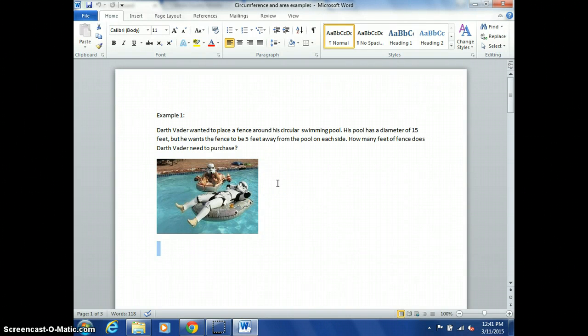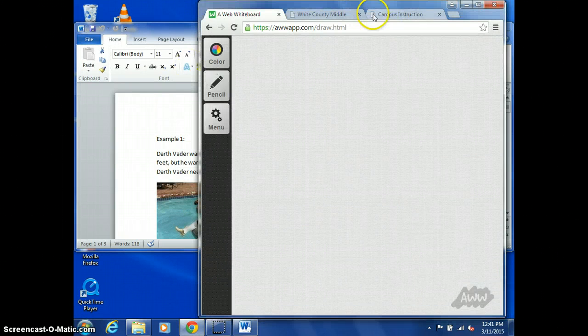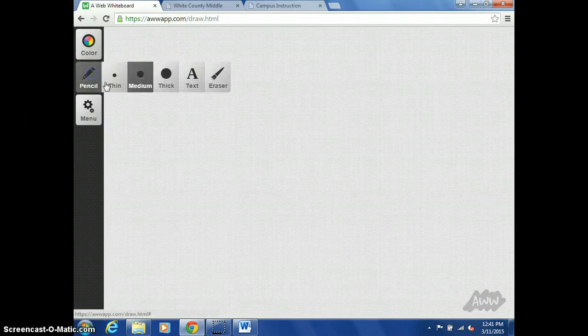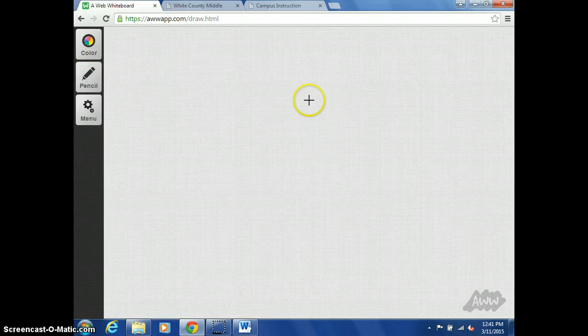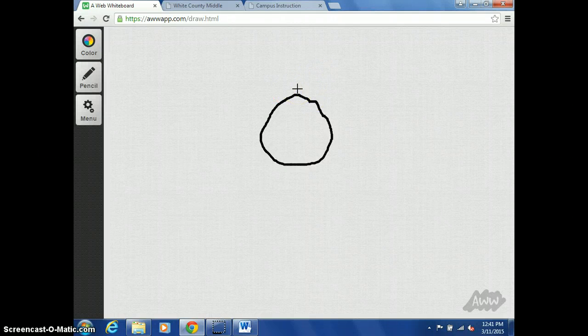Number 1 says, Darth Vader wanted to place a fence around his circular swimming pool. So at this point, I'm going to take a break from this problem and draw a pool. A circle. It can or cannot look like a pool, really doesn't matter, but I need to draw a circle so I have something to look at. Now, yeah, it's pretty rough, sorry. He's wanting to not just do a circle, he's doing what around it? A fence. So do we want this fence to be right on the pool? No, obviously the fence is going to be some distance away from the pool, so I'm going to draw the fence too.